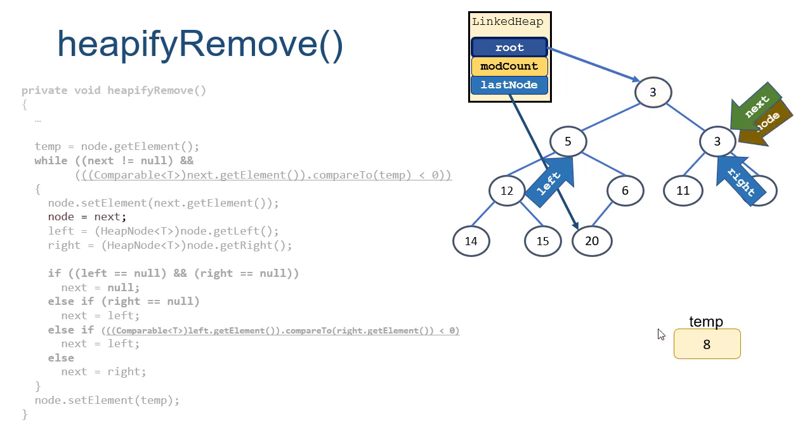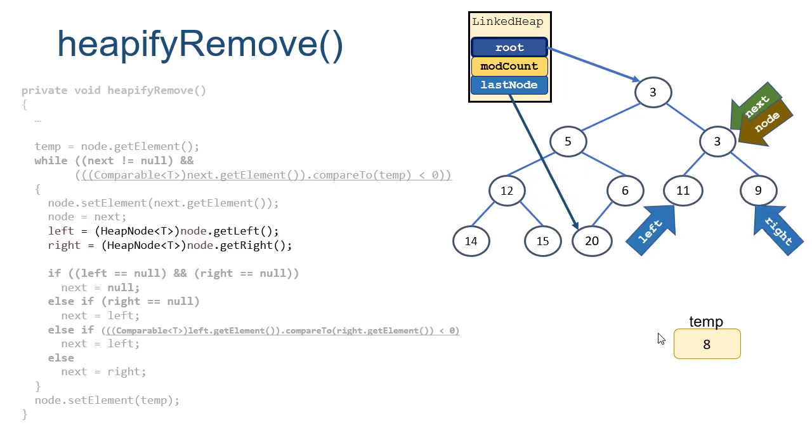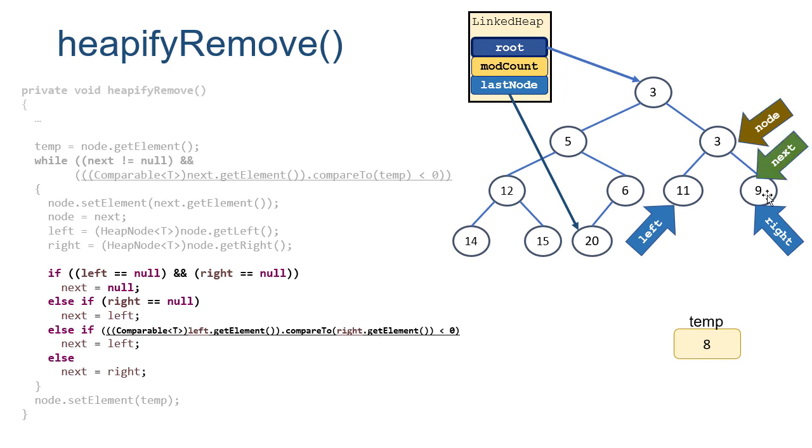Then we're going to set node equal to next. We're going to set left and right to the left and right children of node. And then we're going to look for the smallest child. Same logic as we had before. If both are null, that means there's no child, so we set next to null. Otherwise, if that's not the case, we check to see, is there just a left child? If so, we set it to that. And then if we get to this case, that means there's 2 children. Let's find the smallest one by comparing the element at left to the element of right. And in this case, the element to the right is smaller, so we set next to that.